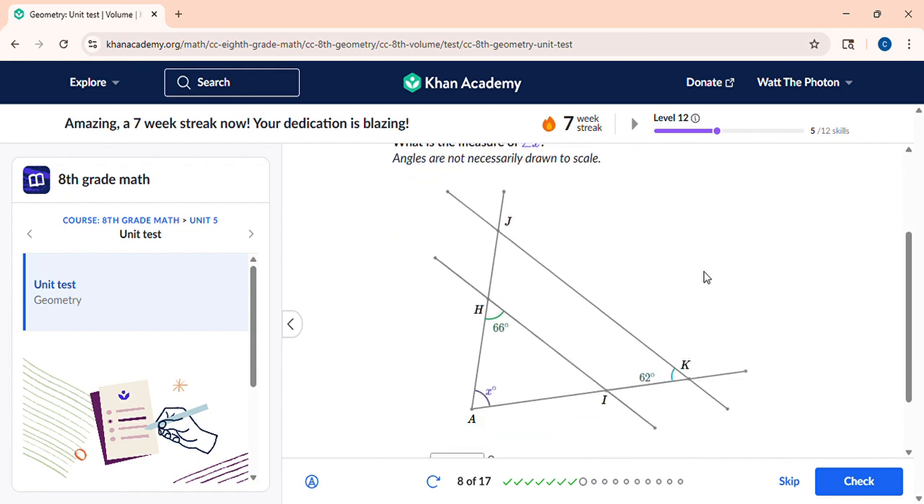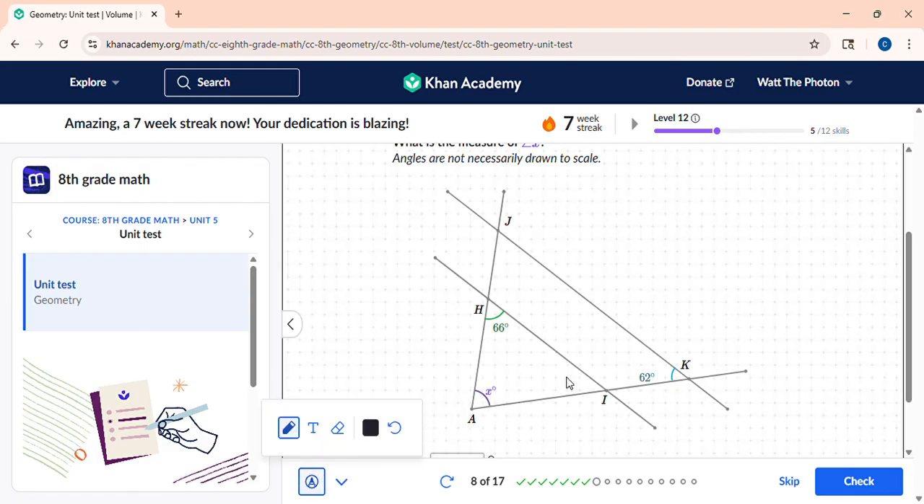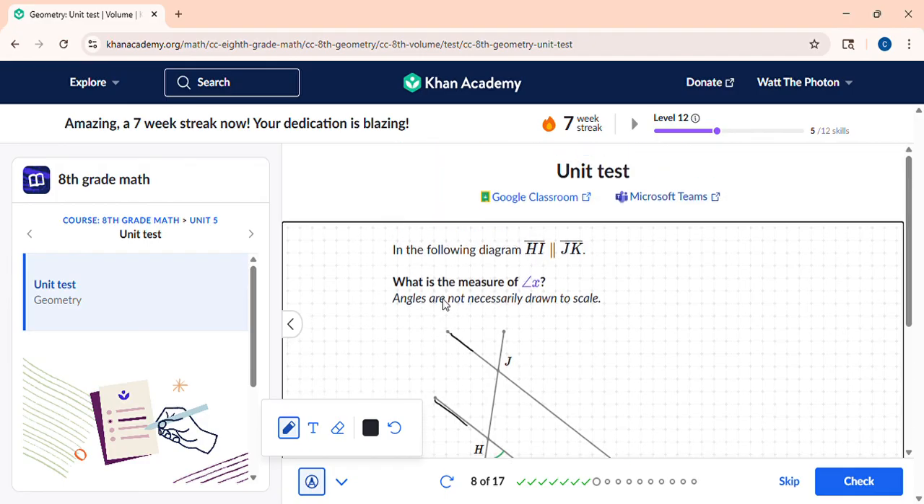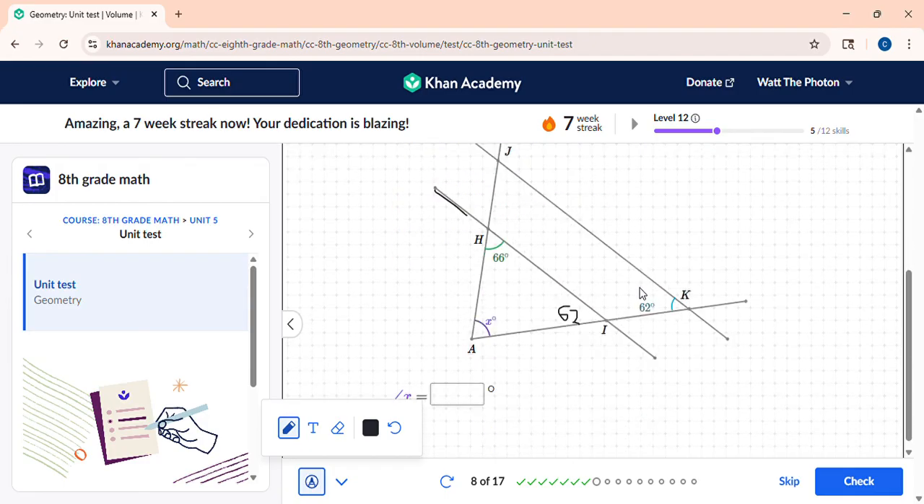What's the measure of x? So we have 62 should be this angle, assuming JK and HI are parallel. You can see that right here. HI and JK are parallel. And so we have 66 plus 62 and then 180 minus 128 is 52.